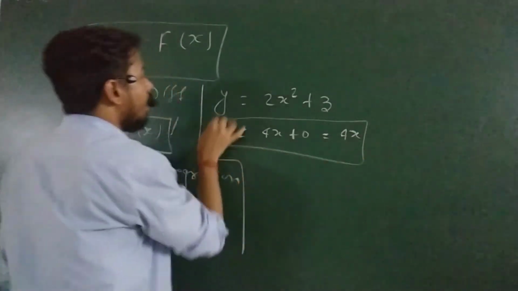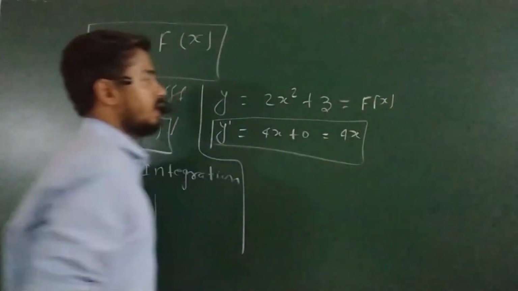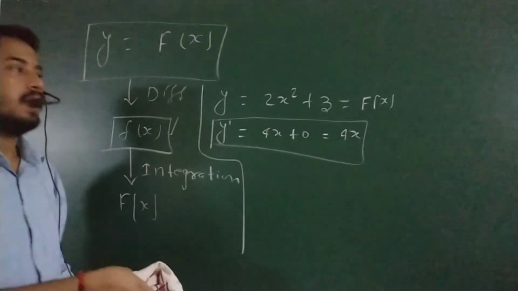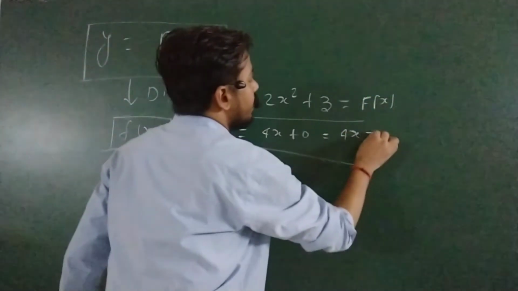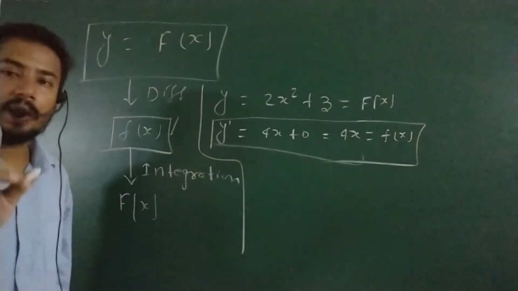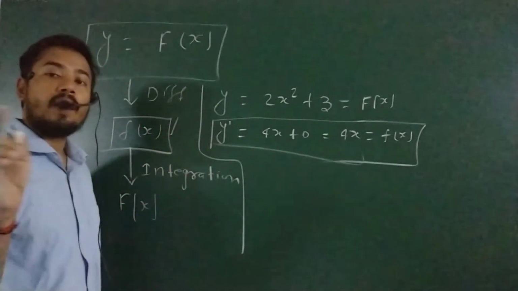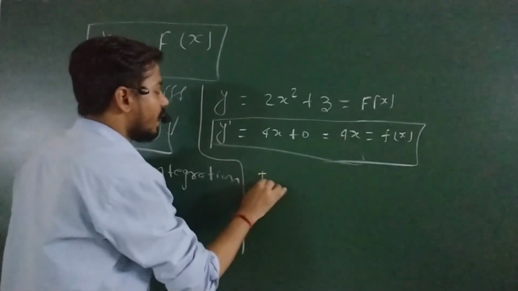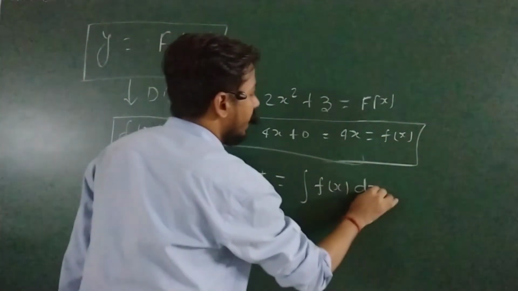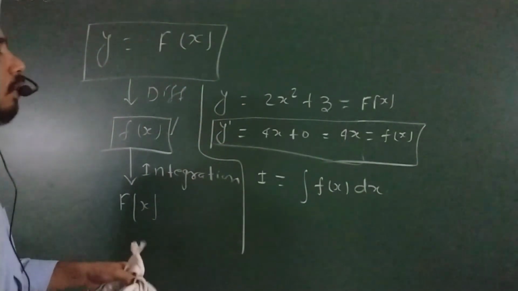So see, if this is capital F of x, then this is what? Small f of x, because the differentiation of this one is this. So this is basically a small f of x. Now see, is everybody getting my points? My dear students, if you are not getting them, please tell me. Okay. Now we are going to find the integration. So I is equal to what can we write? Integration is equal to a small f of x dx.